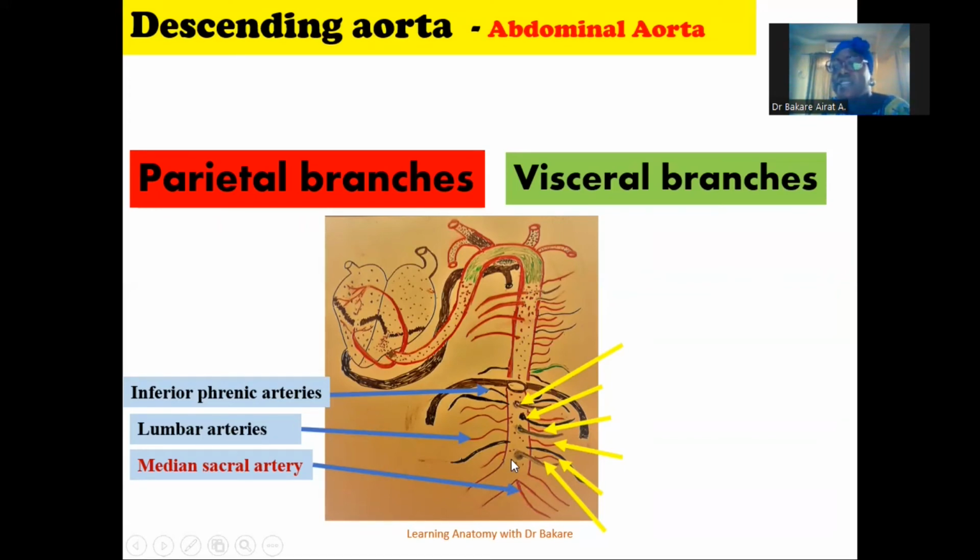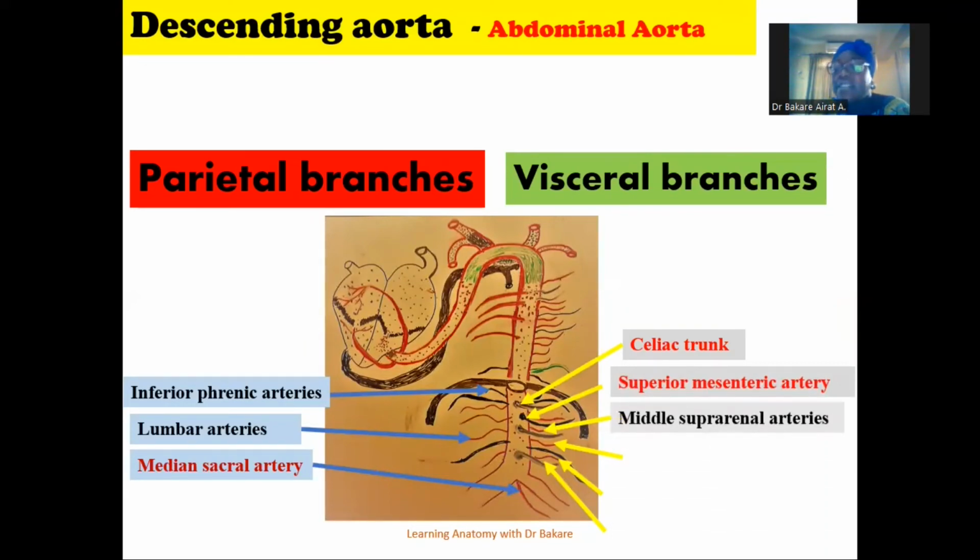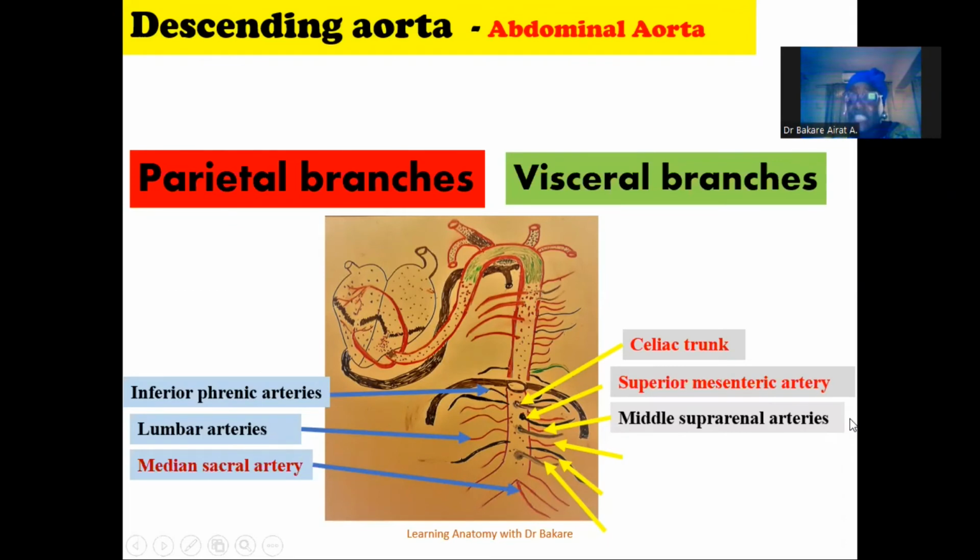Then talking about the visceral branches, we have the celiac trunk. The celiac trunk supplies the upper part of the GI tract. Then we have the superior mesenteric artery, which supplies the middle region of the GI tract. We have the middle suprarenal artery. The middle suprarenal artery supplies the suprarenal gland that are located on top of the kidney.